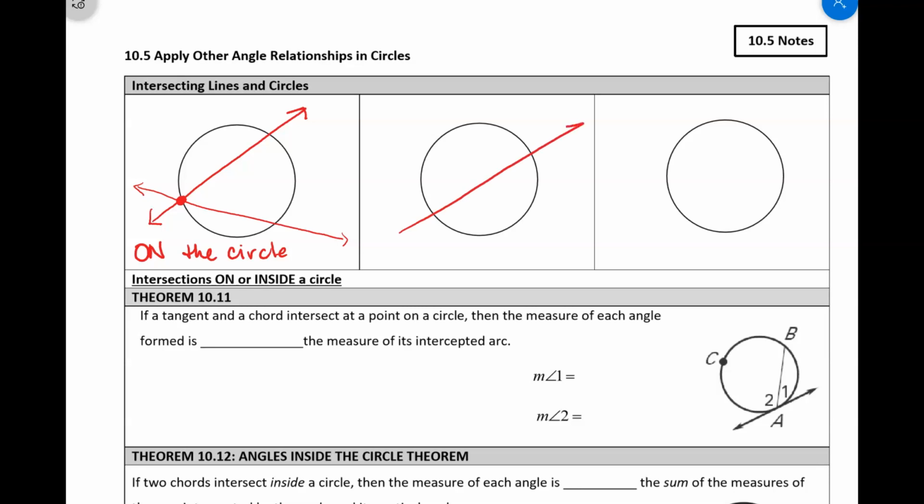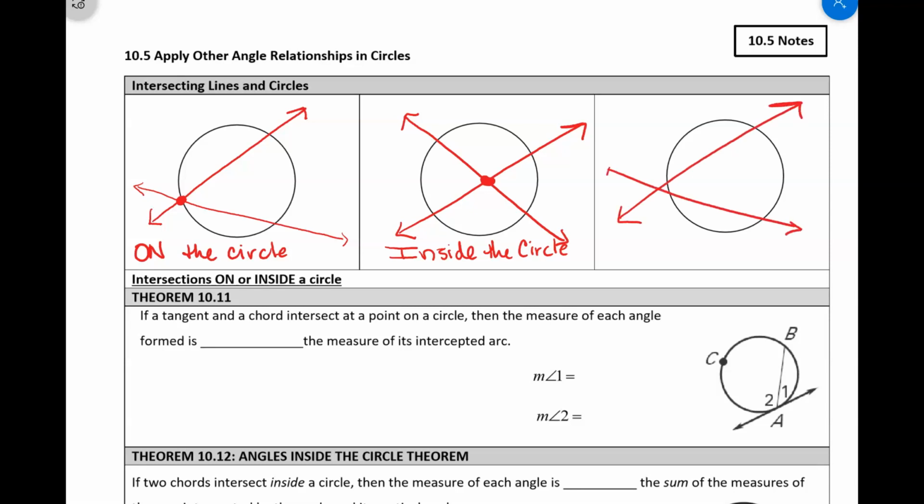Okay? So now, as we move to the next thing, what else can happen with lines and circles? So I'm going to draw a line here and a line here. Where did the intersection happen? It happened right here, and that is going to be inside the circle. Inside the circle. And then last, what else can happen with lines? If I draw a line out here, and I draw a line here, where did that intersection happen? It happened outside the circle.